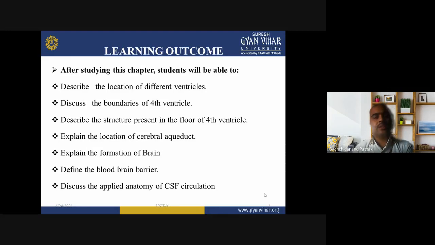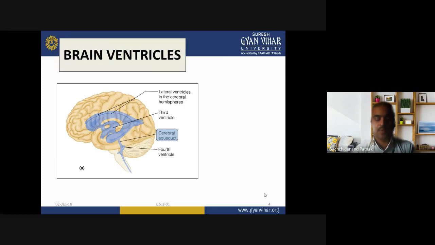After studying these points, you will be able to describe the different types of ventricles, their roles, and you can explain the different parts of the brain. Okay. And every part has its own specialized function. So you can explain these things by learning these points. Now we are going to start the brain ventricles.